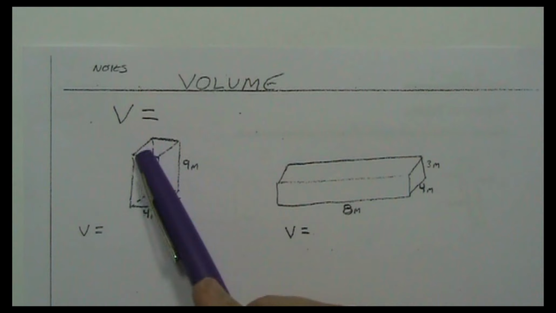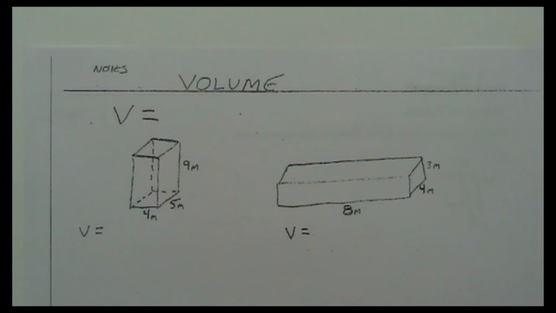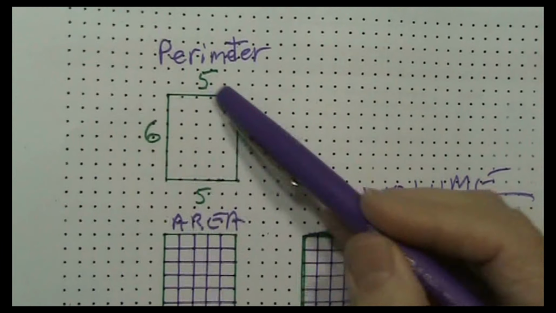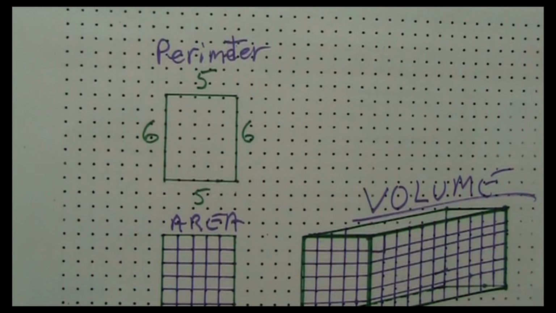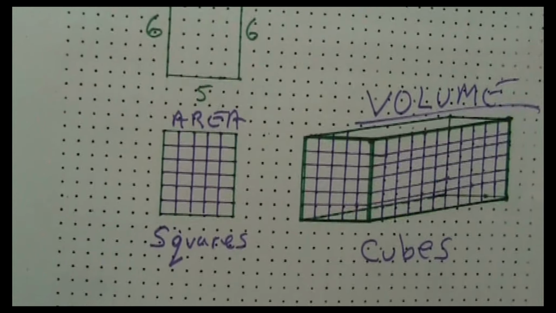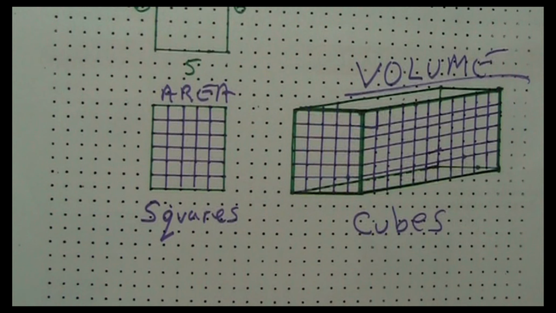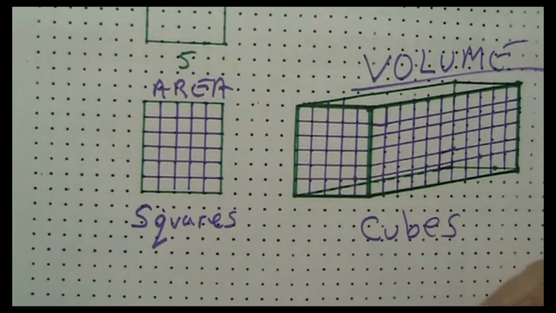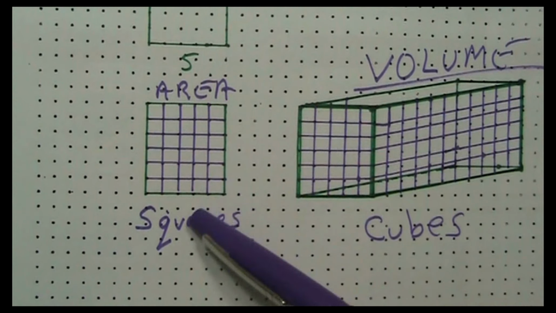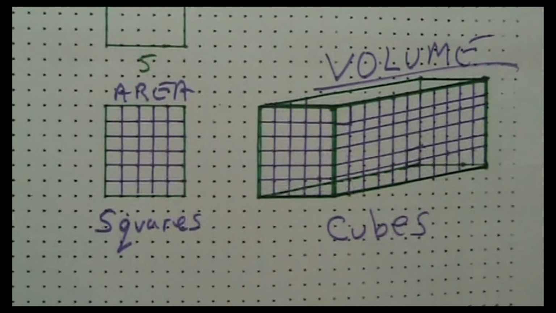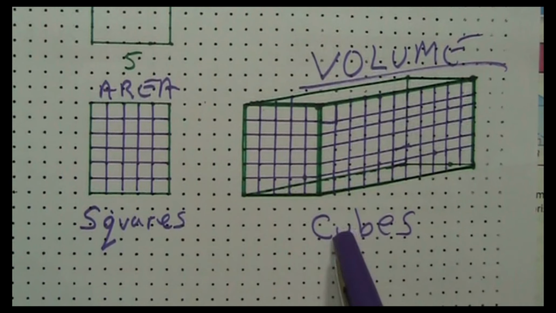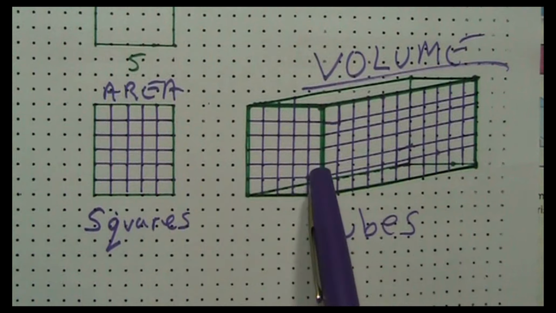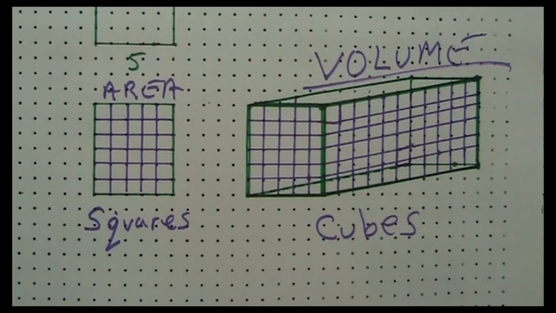Okay, so today we're going to calculate volume. Now, if you remember before, we calculated perimeter of, let's say, a rectangle. Then we calculated area. And if you remember, area is how many squares are inside, and we just multiply the two sides. Now, volume's a little bit different. Volume is how many cubes are inside. So area is squared, volume is cubes.